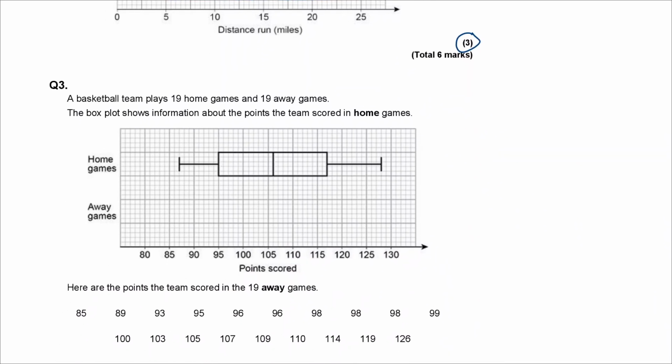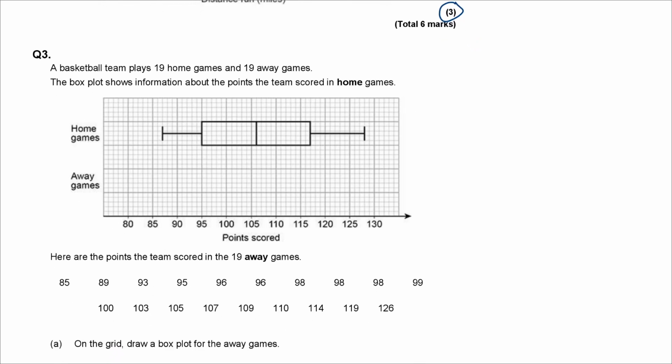Okay. Question number 3. Let's have a look. The question says this. A basketball team plays 19 home games. Home games has been done for you. And 19 away games, which is going to be down here. The box plot shows the home games, as we've just seen really. Here are the points the team scored in the 19 away games. On the grid, draw a box plot for the away games. Music to our ears. We know how to do this.